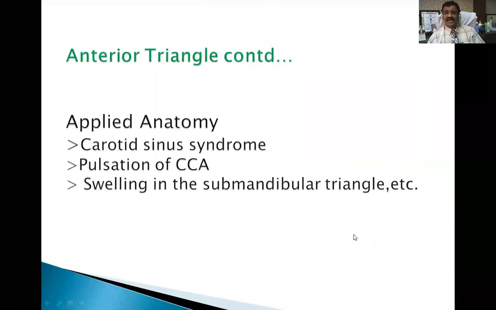So, the anterior triangle gives us some clinical anatomical knowledge, because the carotid sinus syndrome and the carotid arteries are located in the carotid triangle. Pulsation of the common carotid arteries can be felt in the carotid triangle, which is a part of the anterior triangle. Swelling in the submandibular triangle also gives us some clinical significance. For example, the submandibular gland gets swollen, and also submandibular lymph nodes get swollen. So lymphadenitis, what we call.